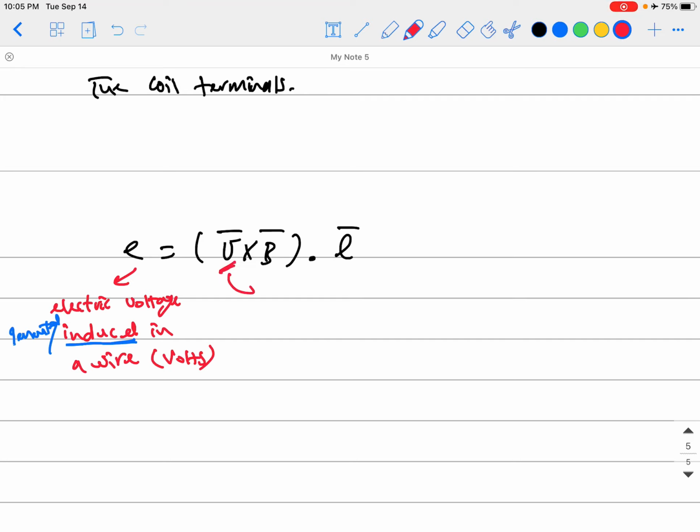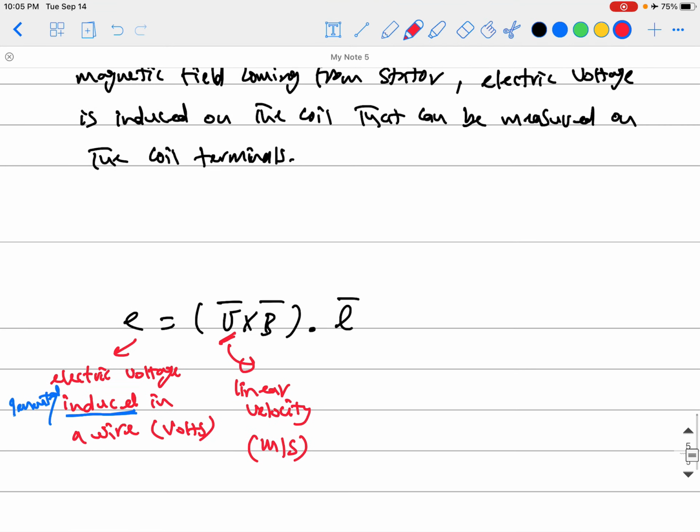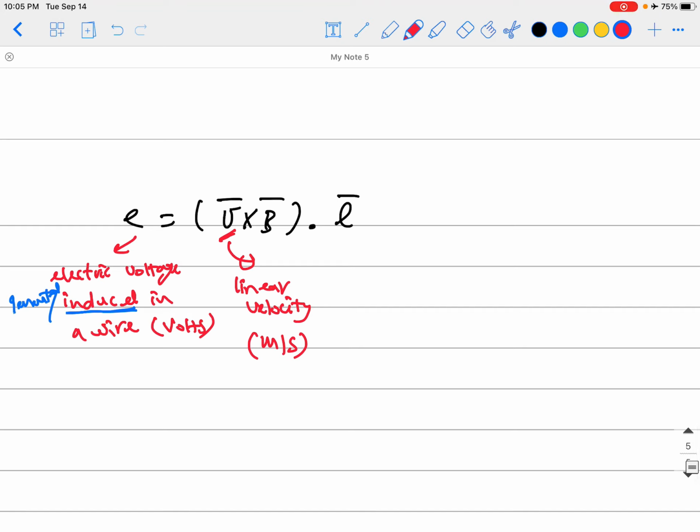So this V here is not voltage. Don't get confused here. V is the linear velocity in meters per second. We have to rotate our rotor inside the magnetic field, and this rotation is measured in linear velocity, meters per second. And B is the magnetic flux density in Tesla. So that's how we measure the magnetic flux density.